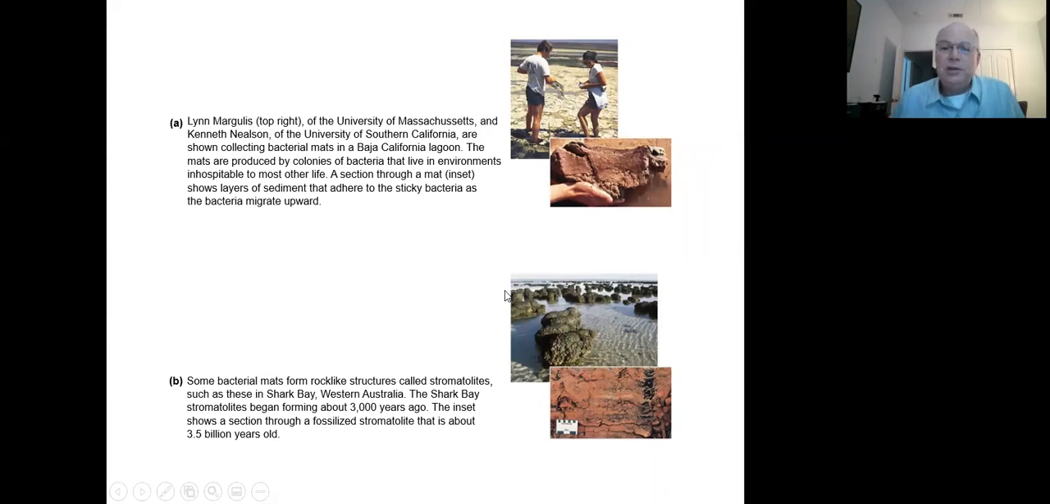So here you can see some examples of stromatolites. We've already seen some photographs of these in a previous section. Again, we reproduced this picture of the Shark Bay stromatolites, and I've visited those as well. And so I can assure you that that's exactly what they look like.